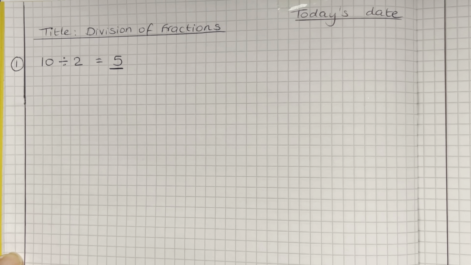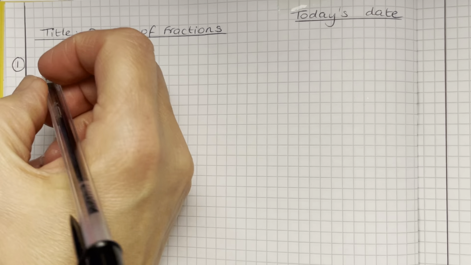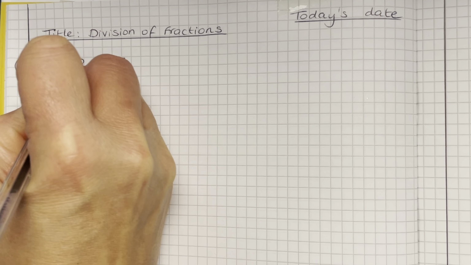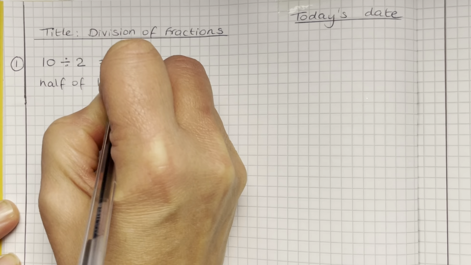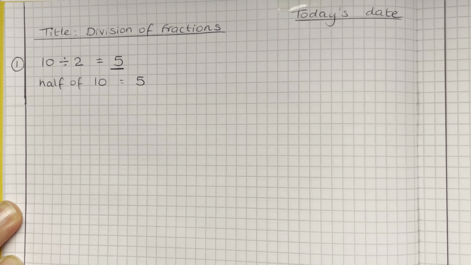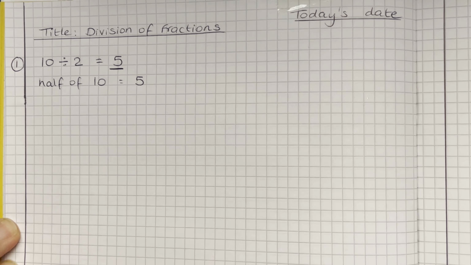Now let's think if there's a different way we can look at this. I've got 10 and I've divided it into 2 equal parts. So often we will say with a question like that, I've halved it. I've halved 10 to get 5. Okay, so I could write half of 10 equals 5. How can I write that mathematically?